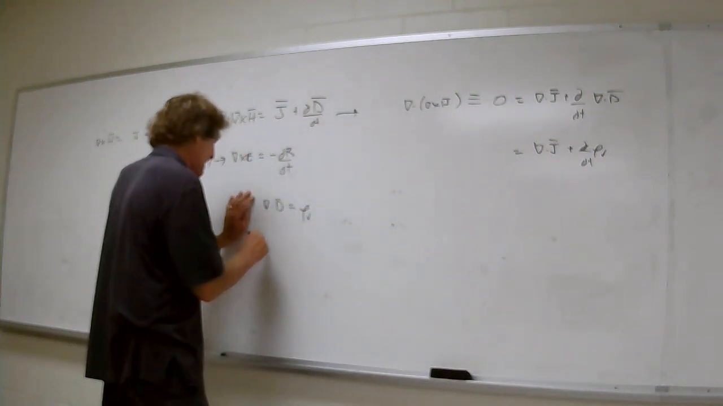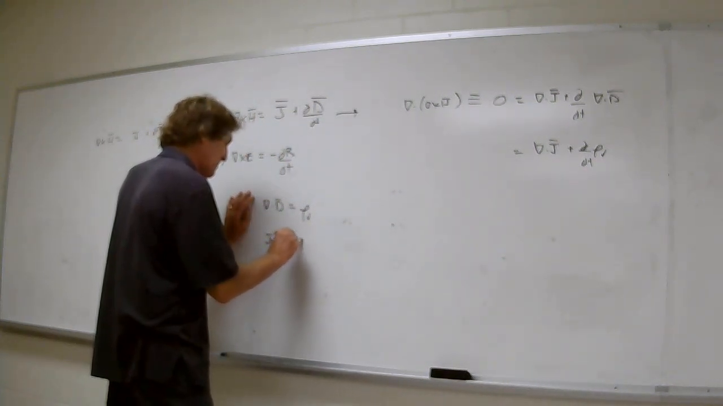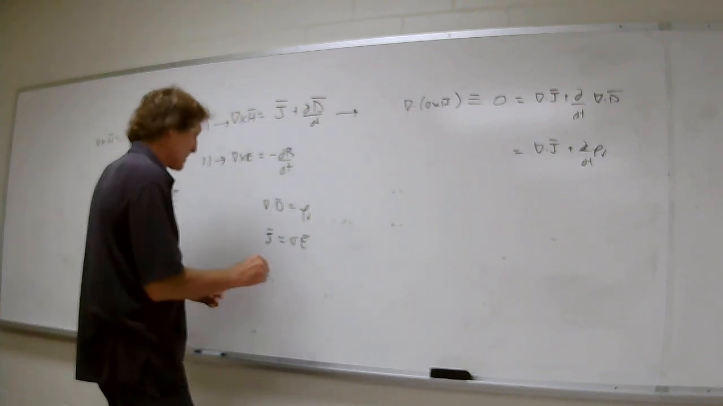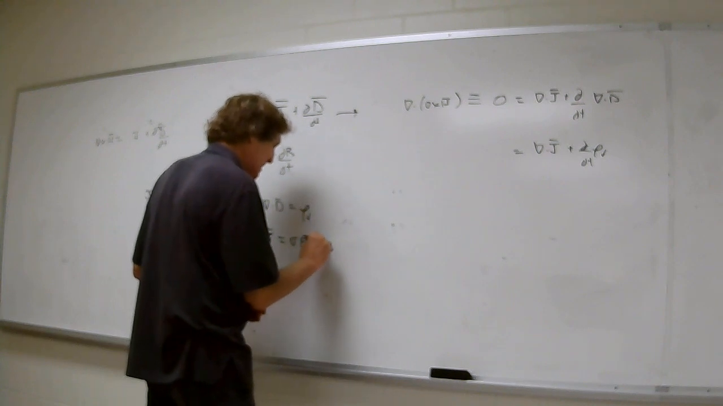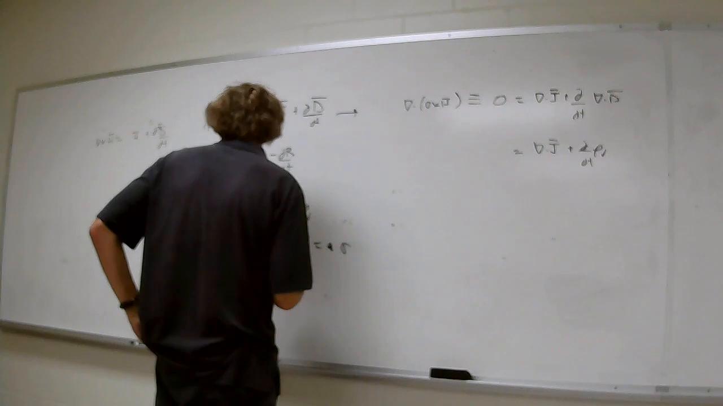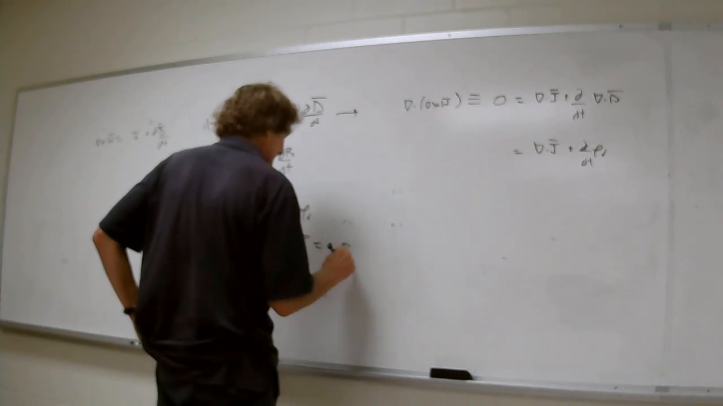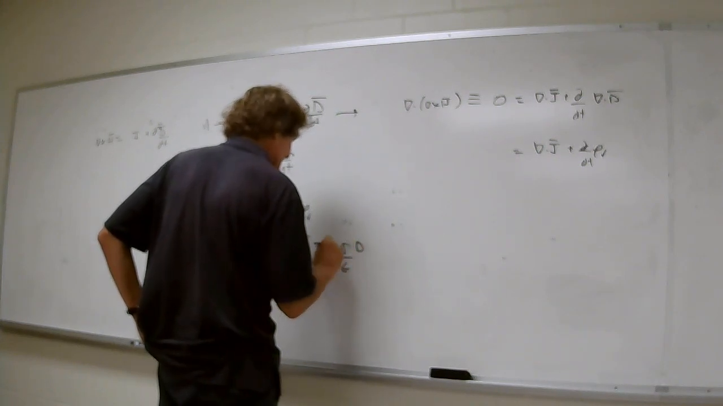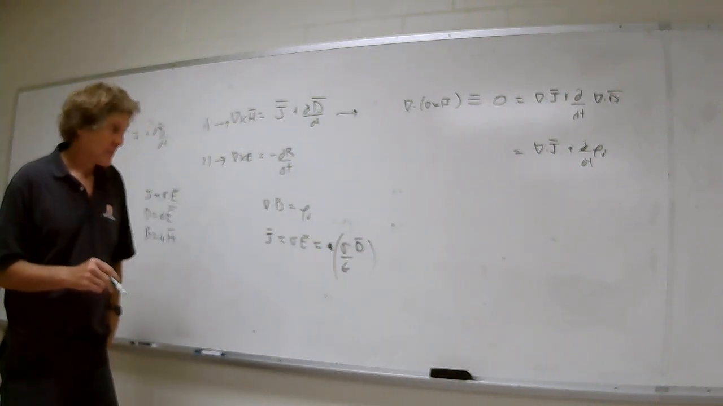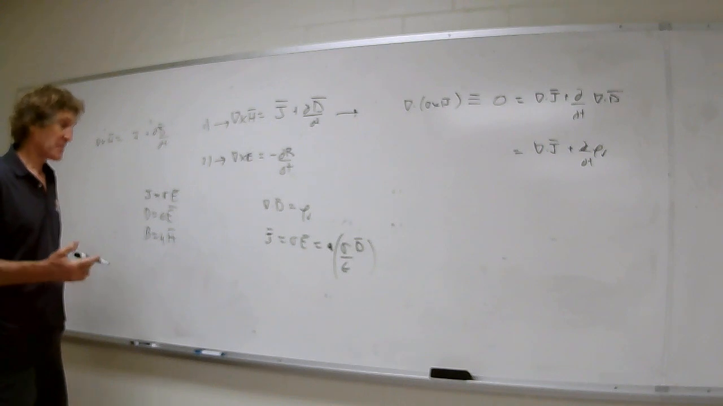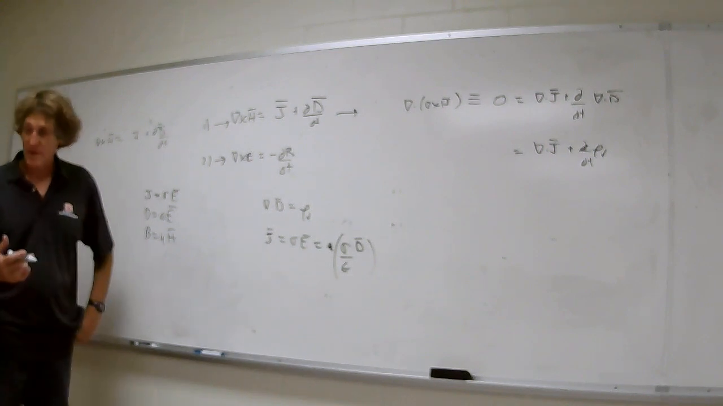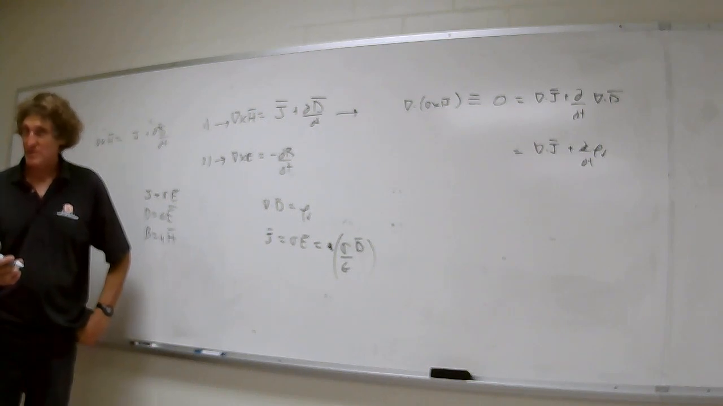Now you can do this too. You can say that J is equal to sigma E. Can you all follow me on that? And you can further say that J is equal to sigma, but E is equal to D over epsilon. So you can say sigma times D over epsilon is J. Can everybody follow me on that? The only thing I've done is say J is sigma E, but E is D over epsilon. Be comfortable with what I'm saying. Y'all agree with this, class?